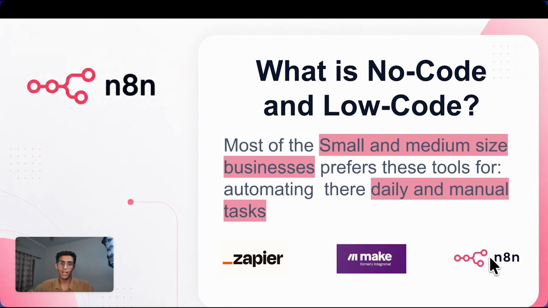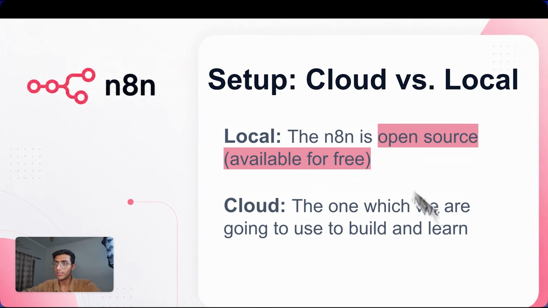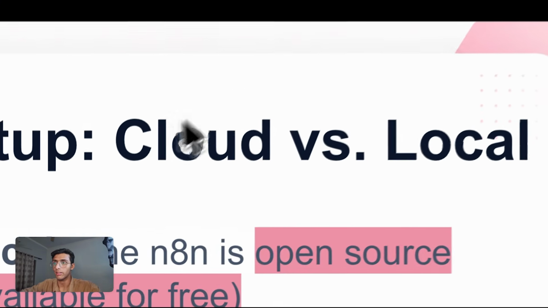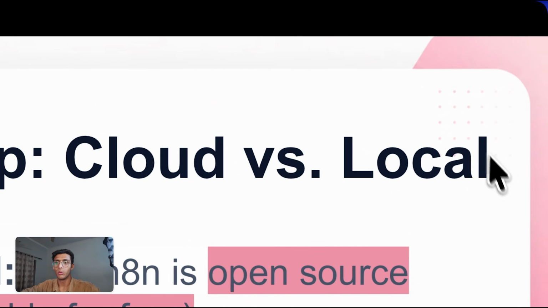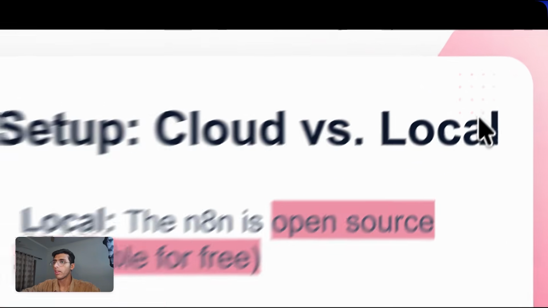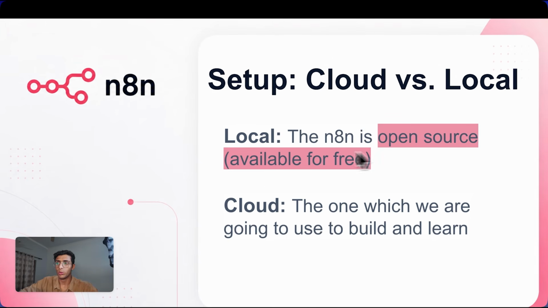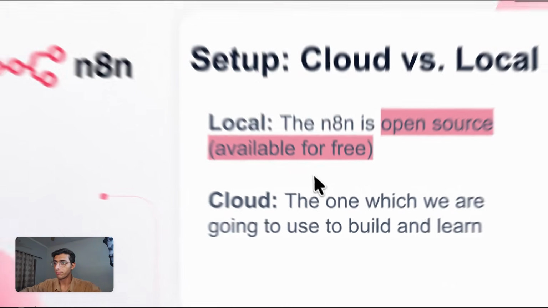Now we will learn how we can set up n8n part. For setting up n8n, you can directly visit to their website, which is a cloud method, or you can download it locally and use it on your personal computer. n8n is open source, available for free. It is available for everyone, and you can download it and you can use it in your local computer through Docker. So let's get into the cloud thing.